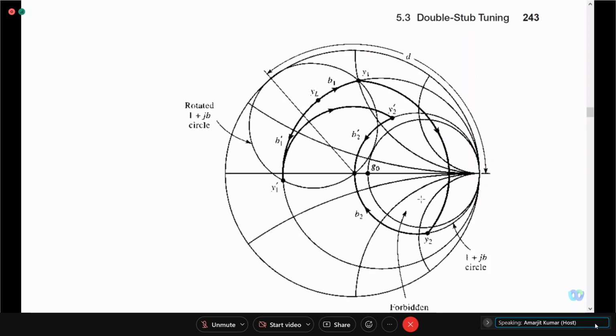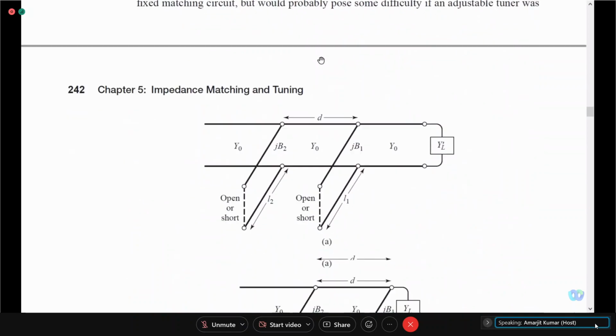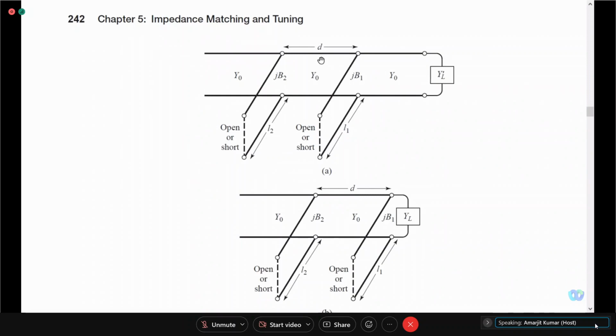And we have to move this 1 plus JB circle. So you will be thinking why we are rotating this, because it is 1 plus JB circle and here it is the rotated 1 plus JB circle. Both are shown here. So can you tell where is 1 plus JB circle in this circuit? This 1 plus JB circle will be rotated away from the generator, towards the load. How much angle? Corresponding to D distance.